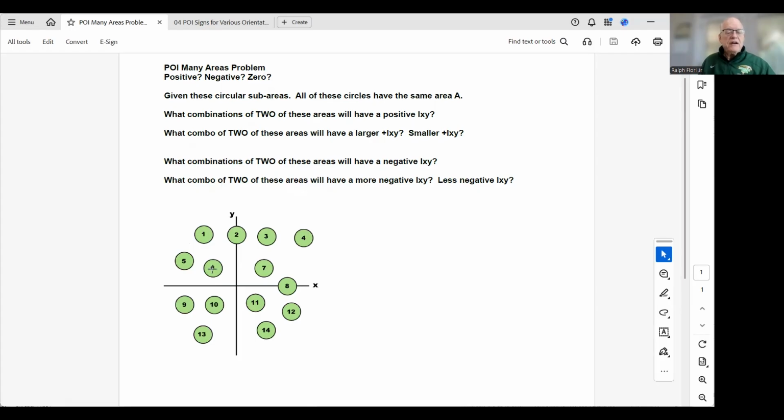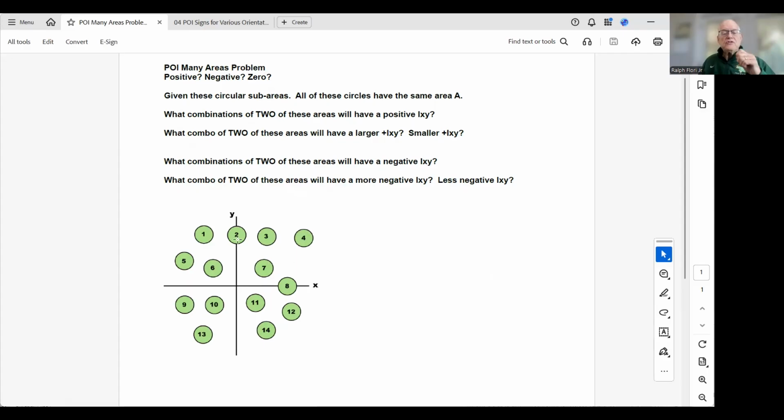6 and 7 are both, 6 is negative, 7 is positive. 7's a little bit larger because it's farther from the y. So the combination of 6 and 7 is going to be slightly more positive than negative because of these guys. 7 and 14, 7 is positive, 14 is negative, but because 14 is farther from the x-axis, he's going to be a larger magnitude than 7. So the combination of 7 and 14 will be slightly negative.